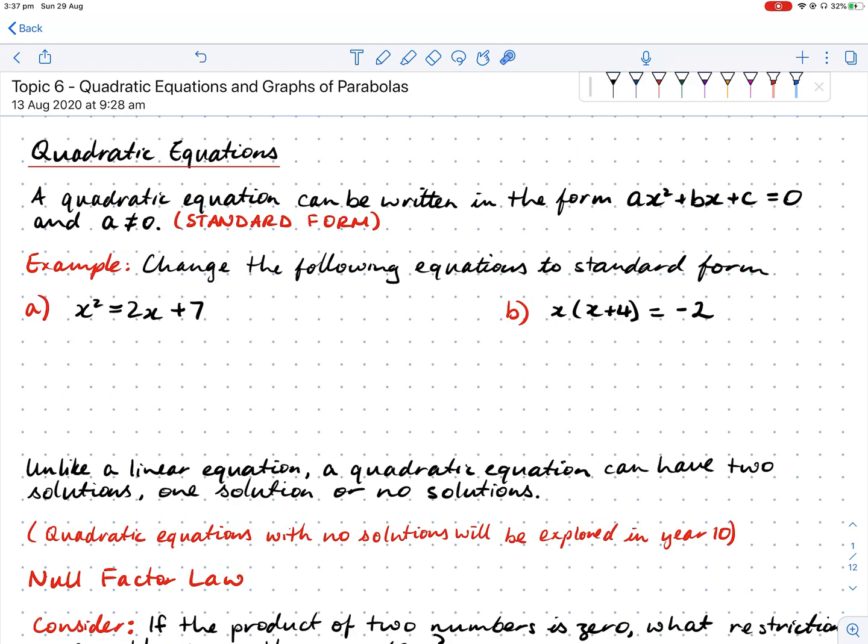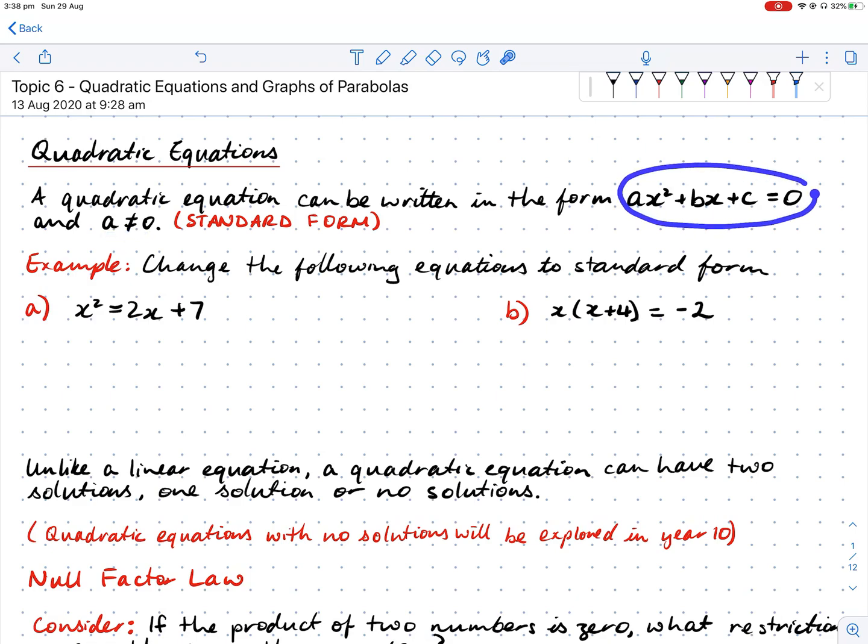In our first sentence, a quadratic equation can be written in the form ax squared plus bx plus c equals 0. You would have seen we did write this out like this a couple of times in our earlier work with expressions, but now we've got an equals part and we're making it equal to 0. And one really important thing is that a cannot equal 0. If a was equal to 0, then we don't have an x squared term, and that's just linear. It's no longer quadratic. So that's why that's really important.